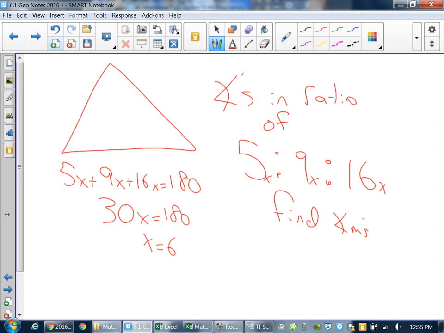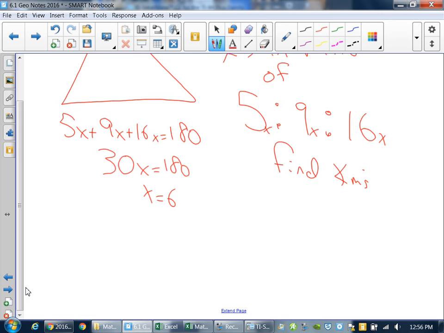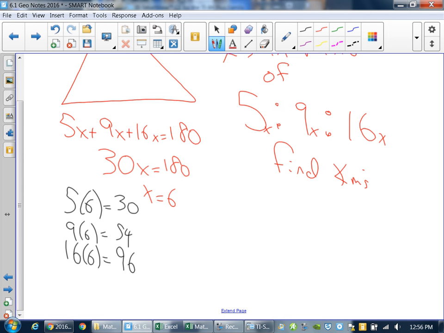Which means that your angles had a common value of x of 6. They were just multiplied by different values. One was multiplied by 5, 9, and 16. So to find your angle measures, we just substitute back in: 5 times 6, 9 times 6, and 16 times 6. 30, 54, and 96.